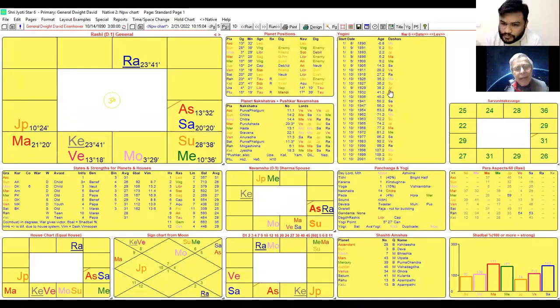One of the interesting things about General Eisenhower is that he has a really strong Saturn in his chart. He's got Saturn in the first house in Leo. And again, this has come up several times over the past few days. Prominently placed Saturns tend to make people leaders. It's almost like a given.